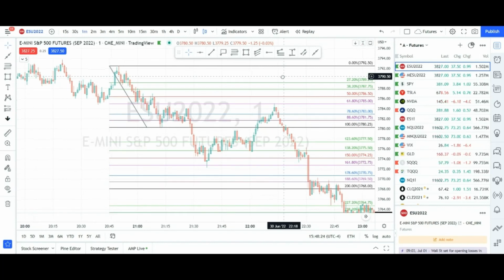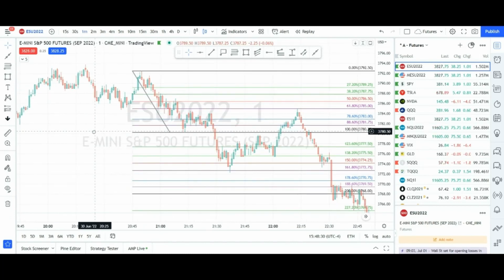So guys, this is the strategy for the Fibonacci level. And try to practice more and more. Try to practice it on weekends. Try to practice with the live charts.